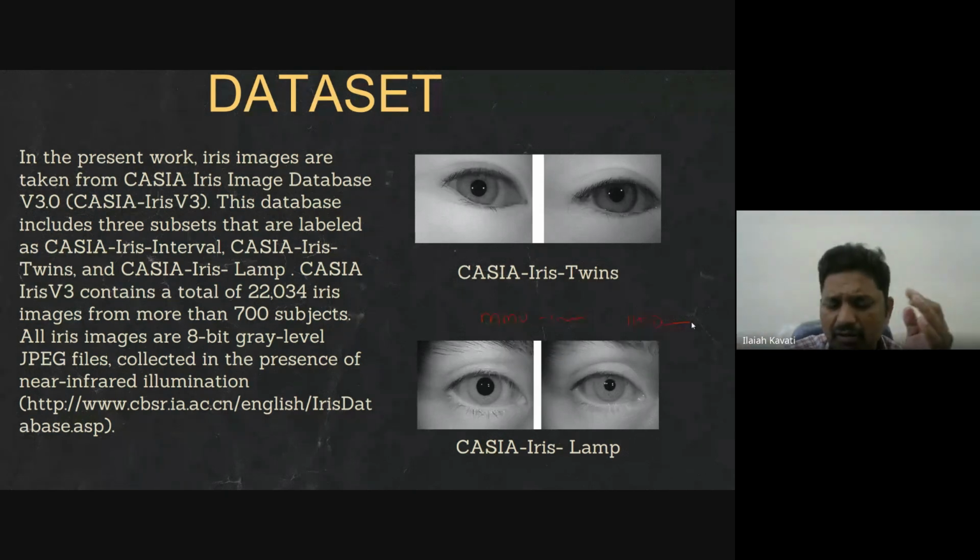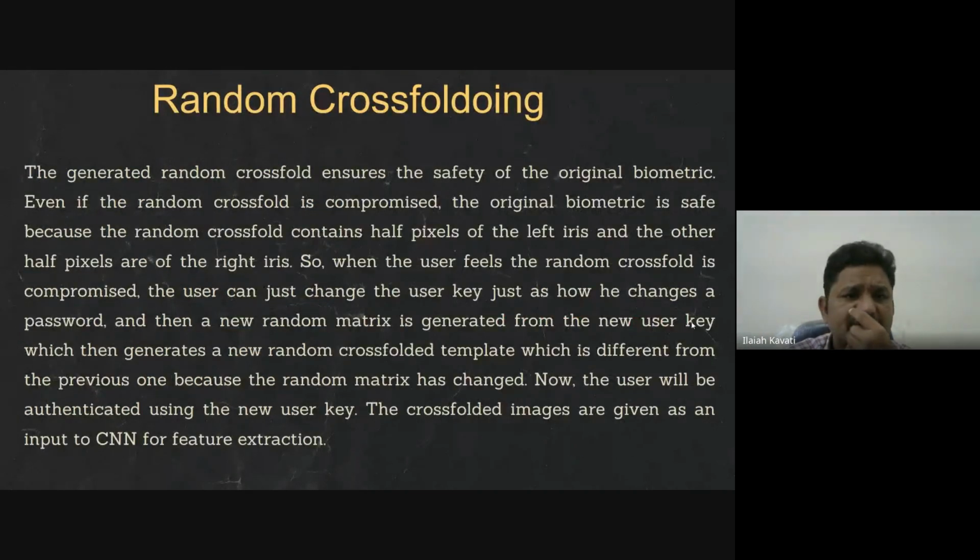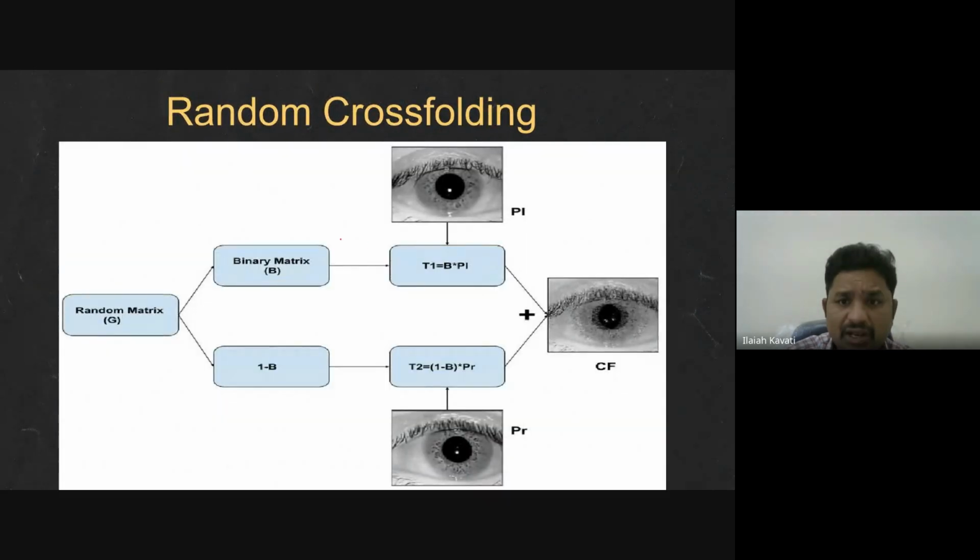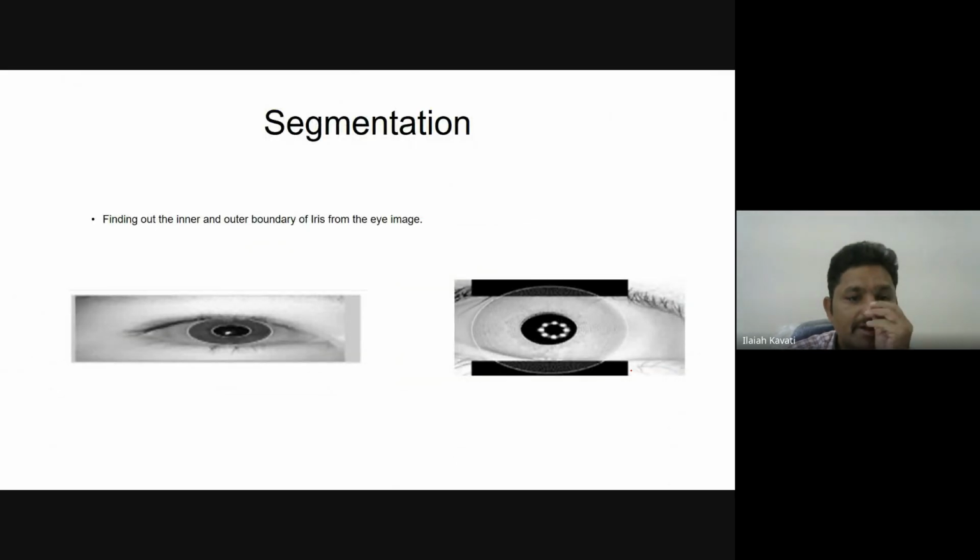Here we used a CNN and GRU model for feature extraction. This is the cross-folding method to combine the left iris and right iris into a single picture. This is called cross-folding. Then this is the segmentation of the boundary of the iris eye. I have to show that. So this is the segmented one. Then we'll do the normalization.